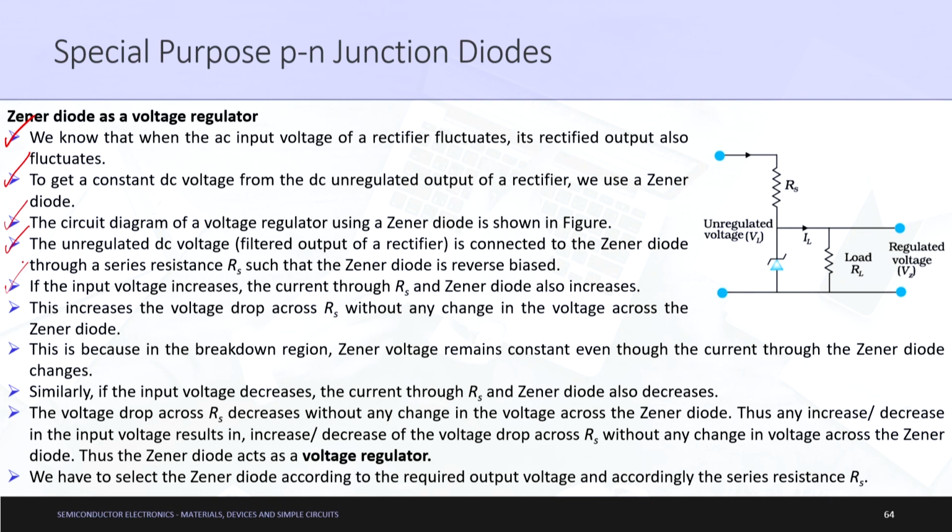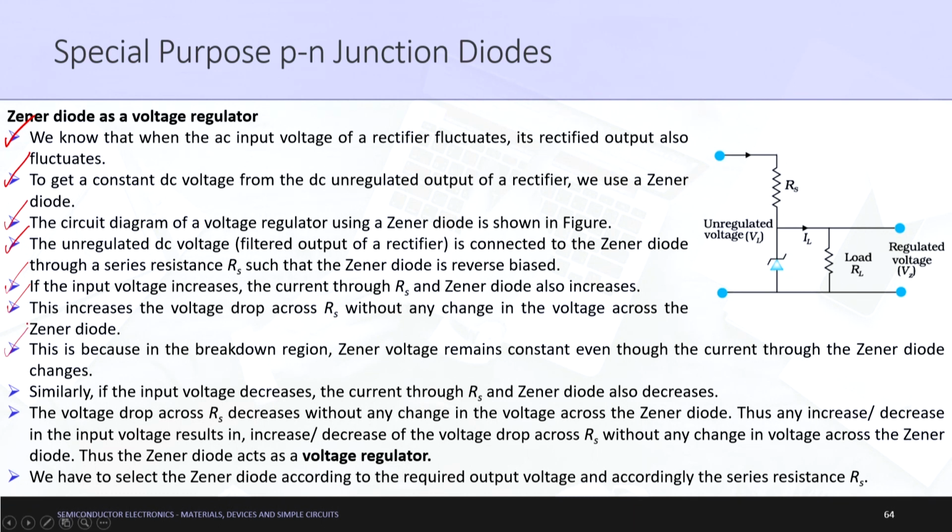Okay. So, if the input voltage increases, the current through Rs and the Zener diode also increases. Quite evident, the current will increase here also. This increases the voltage drop across Rs. So, therefore, the voltage drop across Rs will also increase without any change in the voltage across the Zener diode. The voltage across the Zener diode will be the same, it will be constant, only the voltage across Rs would increase. Fine. So, that is the essence behind how this Zener diode is being used.